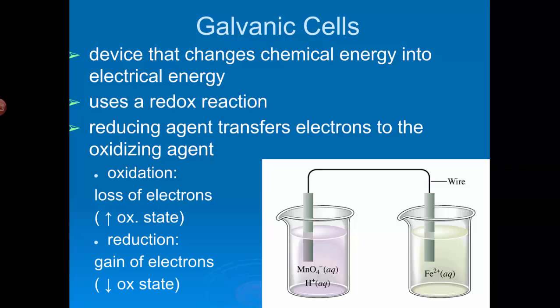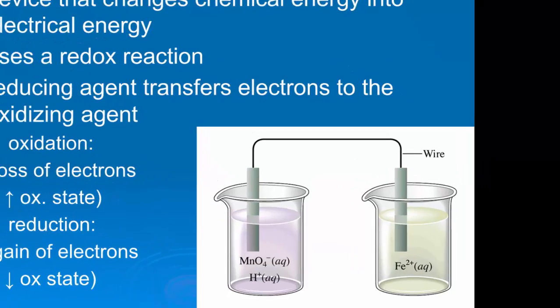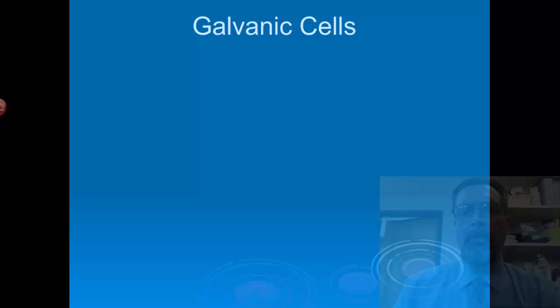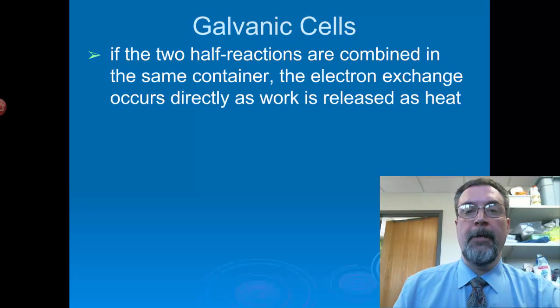Okay? So what's different about a galvanic cell is that we do this redox reaction, but instead of doing it in one beaker, we separate the half reactions into two beakers, and we connect them by a wire. So here we have permanganate in an acidic situation on one side, and on the other side we have some iron 2 ions. Now nothing will happen because the electrons can't flow to complete the circuit unless I connect those two beakers in a certain way. If I put them in the same container, the electron exchange occurs directly, and I can't use the exchange of electrons to do anything. The work is released as heat. It might heat up a little bit.